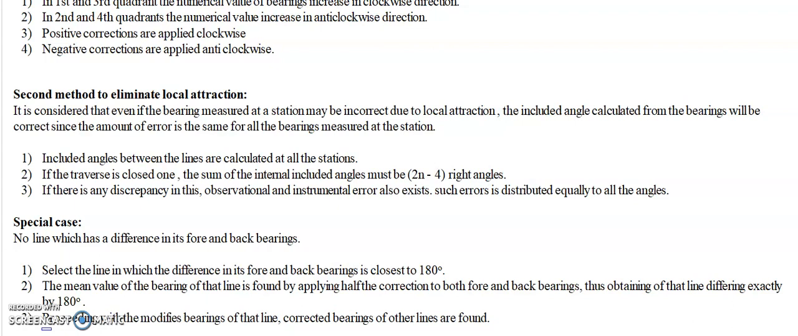So what will happen if the error is divided exactly half on both sides? Then the difference between these fore bearing and back bearing readings will be exactly equal to 180 degrees. Then you will have to proceed like method 1, that is the first method, proceeding with the modified bearings of that line, and the corrected bearings of other lines are found out. So these are the two methods which are used to eliminate local attraction.